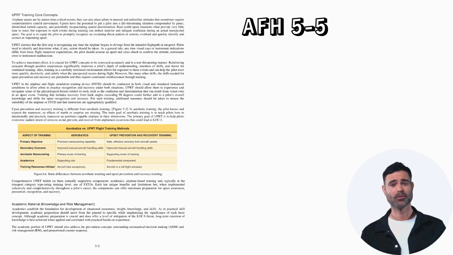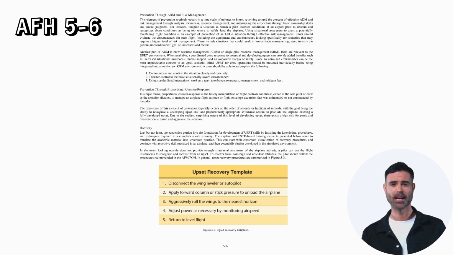The academic portion of UPRT should also address the prevention concepts surrounding aeronautical decision-making (ADM) and risk management (RM) and proportional counter-response. Prevention through ADM and risk management. This element of prevention routinely occurs in a timescale of minutes or hours, revolving around the concept of effective ADM and risk management through analysis, awareness, resource management, and interrupting the error chain through basic airmanship skills and sound judgment. For instance, imagine a situation in which a pilot assesses conditions at an airport prior to descent and recognizes those conditions as being too severe to safely land the airplane.